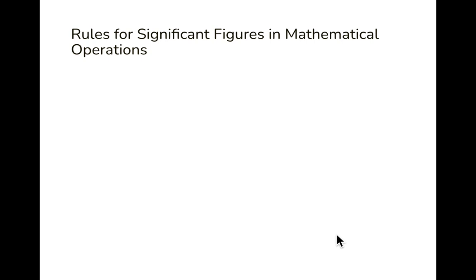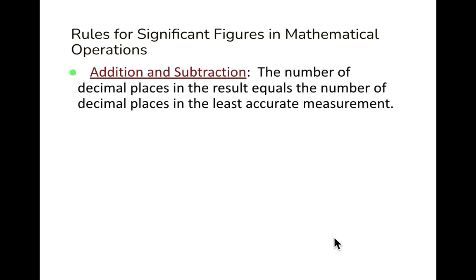So there are rules for significant figures in mathematical operations. And unfortunately, there are two rules. There's a different rule for addition and subtraction than there is for multiplication and division. So you'll need to learn two rules if you're going to be correctly deriving calculations and deriving units using significant figures correctly.